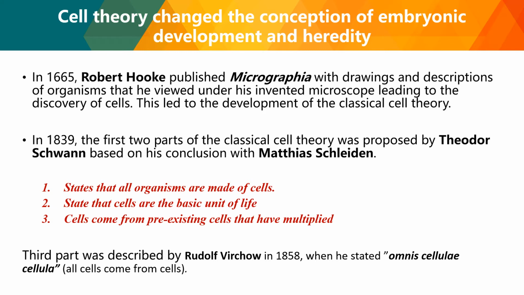The third part of the classical cell theory was described by Rudolf Virchow in 1858 when he stated omnis cellulae cellula, or all cells come from cells, which gave the third part of the classical theory that states that cells come from pre-existing cells that have multiplied. Collectively, these three statements comprise the classical cell theory that you should always remember. Okay?